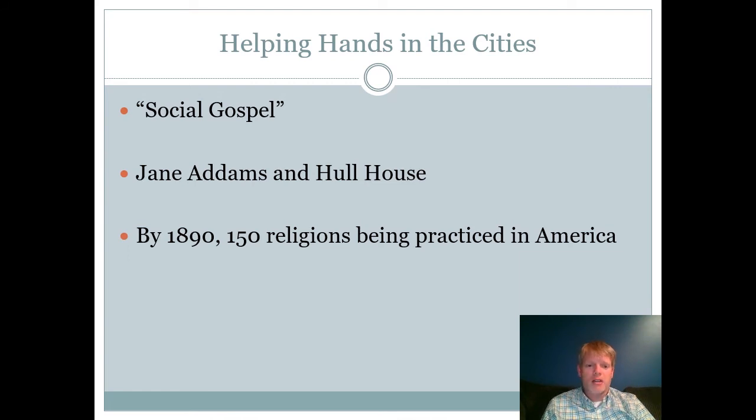Jane Addams runs it. By 1890, there are 150 different religions being practiced in America, and so a lot of other organizations are faith-based organizations that are meant to help those in need. And some of them are still around today.